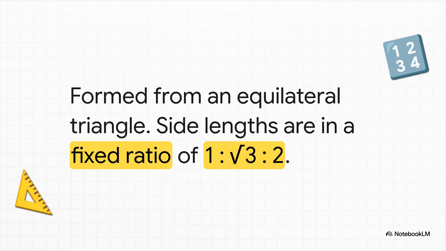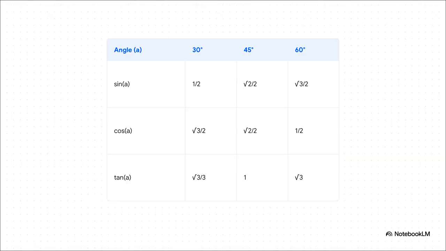If you just drop a line straight down the middle, you split it into 2 identical right-angled triangles. And these have angles of 30, 60, and 90 degrees. This gives us another beautiful fixed ratio of side lengths: 1, the square root of 3, and 2. So, using just those 2 special triangles, we get this really neat table of values.